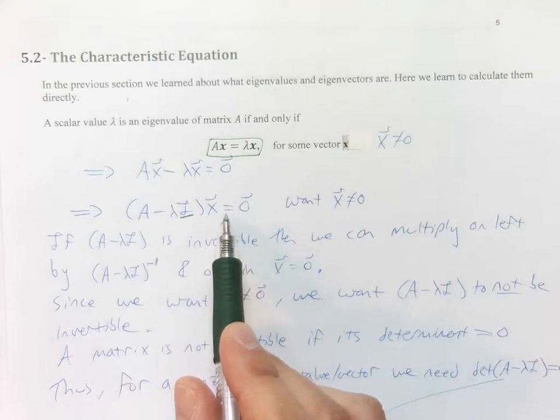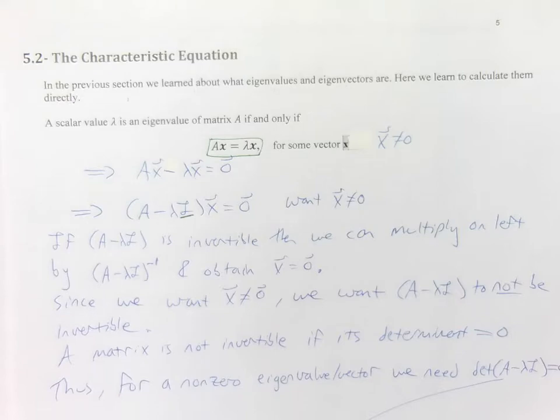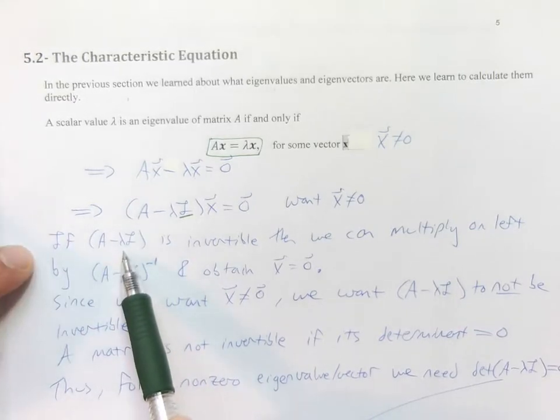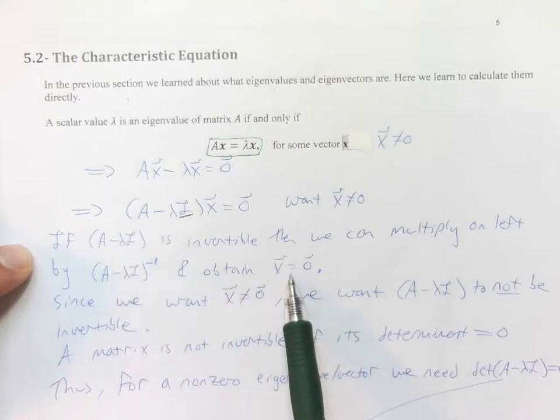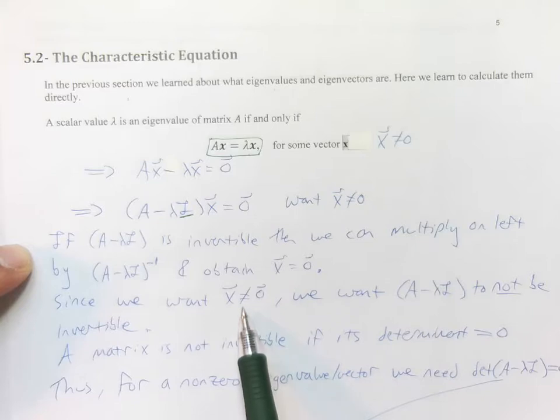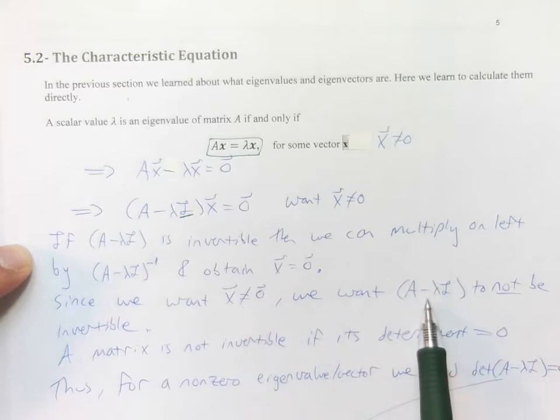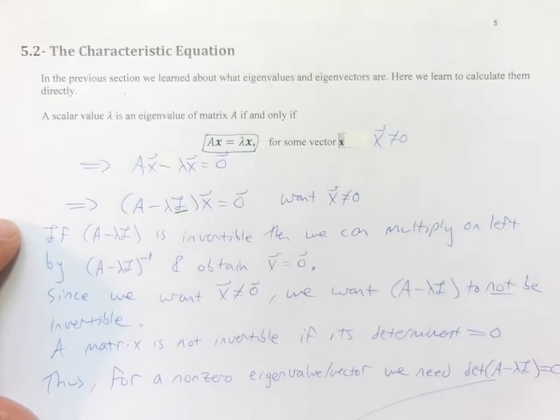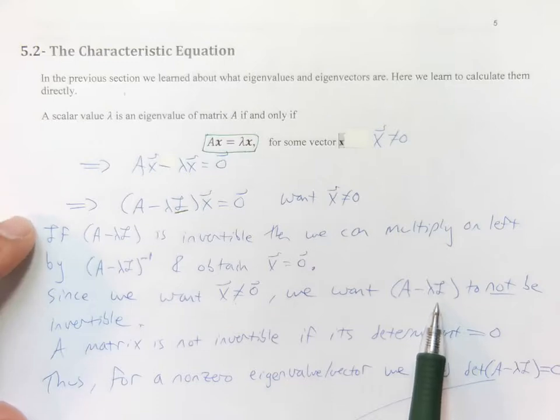Now, we want this to have a non-zero solution, so we want X to be not 0. If A minus lambda I, which is a matrix, is invertible, this is going to end up being the trivial solution, X equals 0. Since we want it to not be 0, we want A minus lambda I to not be invertible. There are a lot of different ways to think about that. That means we want A minus lambda I to have a free variable, or the other way to say that is we want the determinant to be 0.